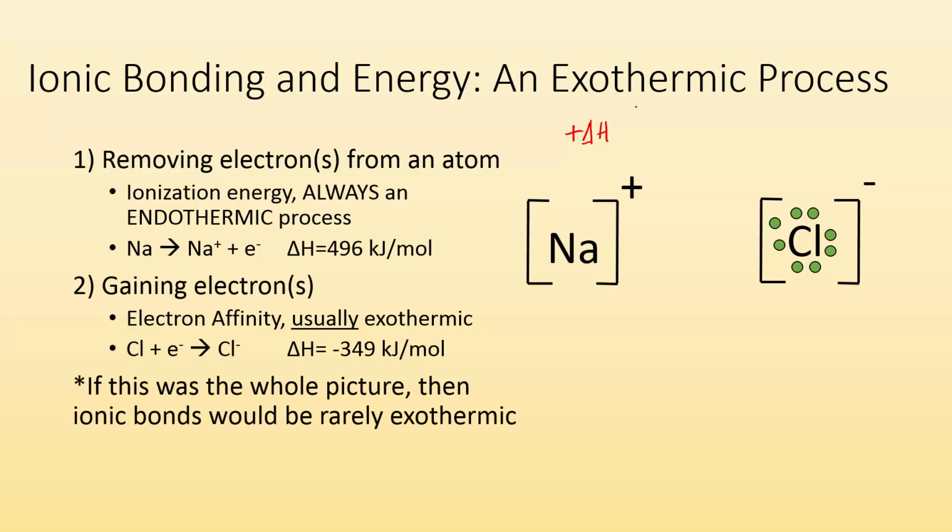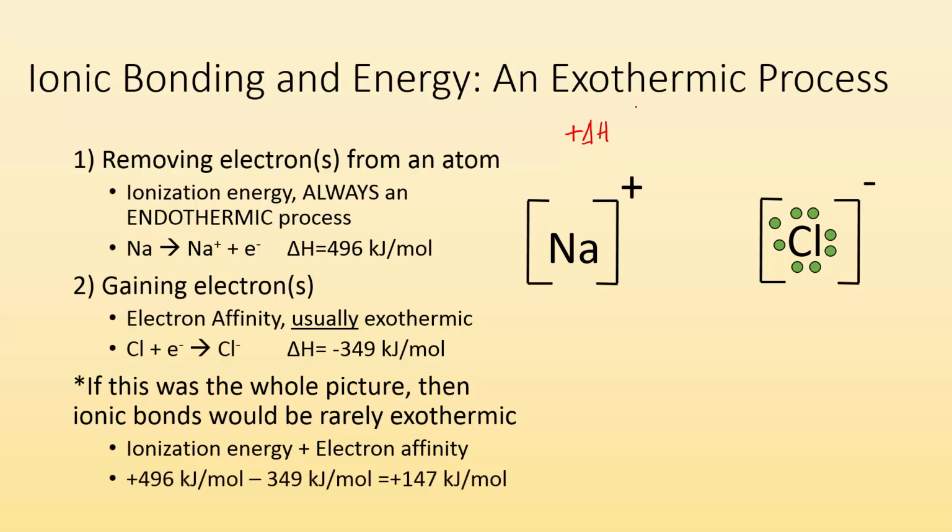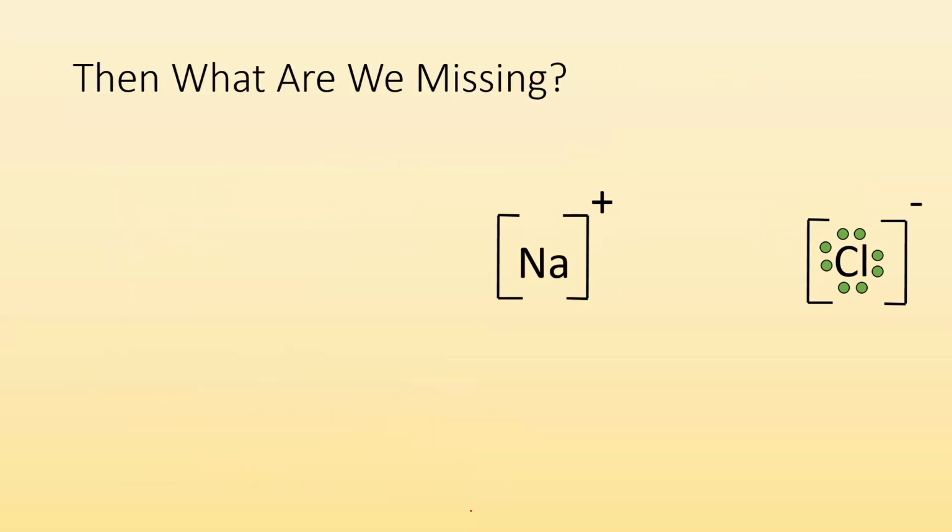And if this was the whole picture, if this was the whole process of ionic bonding, then ionic bonds would rarely be exothermic. Because if you take a look, we have ionization energy, which tends to be a positive value, and we have electron affinity, which tends to be a negative. And if we look at this specific example, overall, just looking at ionization energy and electron affinity, we end up with a positive value for our delta H. So that's an endothermic process. How are we getting an exothermic process if, overall, these two steps were endothermic? Because we're missing something. We haven't seen the big picture.